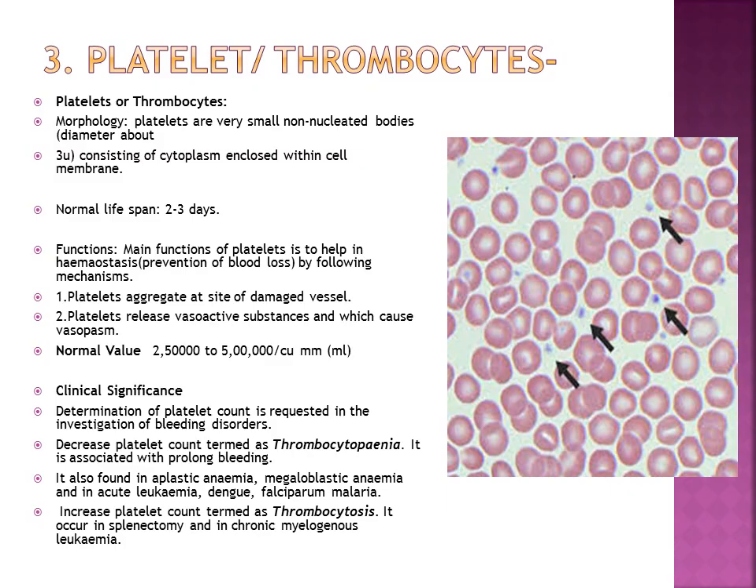The next parameter is total platelet count. They are 2 to 3 micron size platelets seen in blood, and normally they are 2.5 to 5 lakh cells per cubic millimeter. Clinically, the platelet count is important for the investigation of bleeding disorders, and if the platelet count is decreased, it is called as thrombocytopenia, and it is associated with the prolonged bleeding. It is seen in aplastic anemia, megaloblastic anemia, acute leukemia, dengue fever, falciparum malaria. If they increase platelet count, it is called as thrombocytosis, and it is seen mainly in splenectomy patient, that is removal of the spleen, and in chronic myelogenous leukemia.